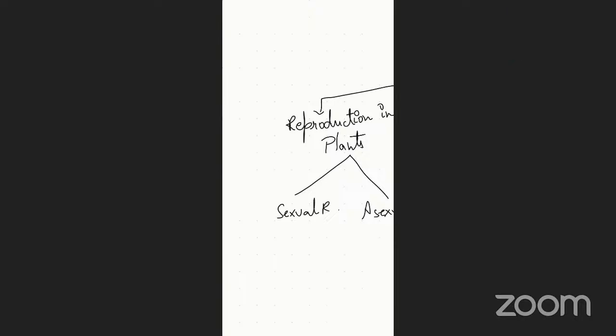Very good. Internal fertilization takes place in humans and other animals. This is when the fusion takes place inside the female, and external fertilization happens in frogs. Okay, when the female frog lays eggs and the male frog releases sperms, which swim to the eggs and then fertilize them. Okay, that is your external fertilization.